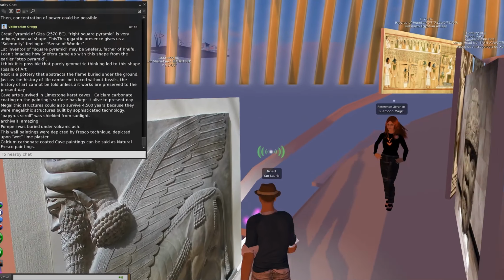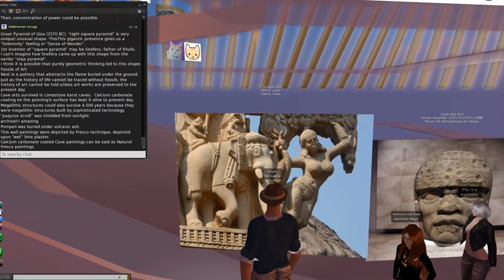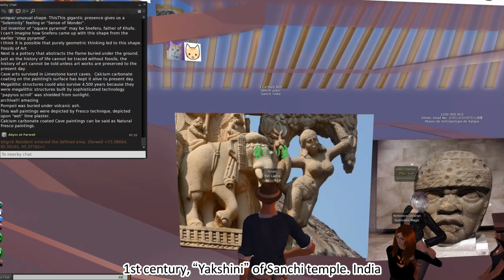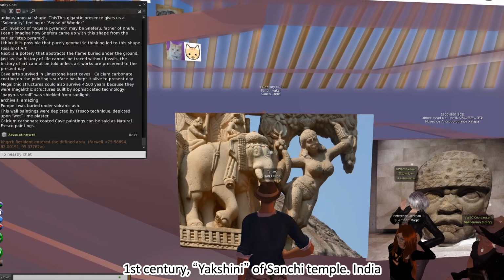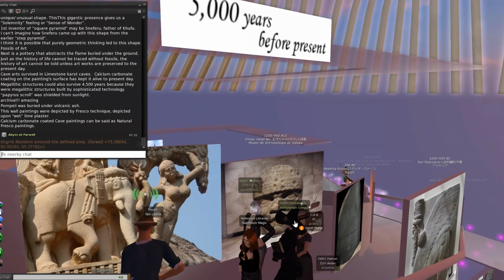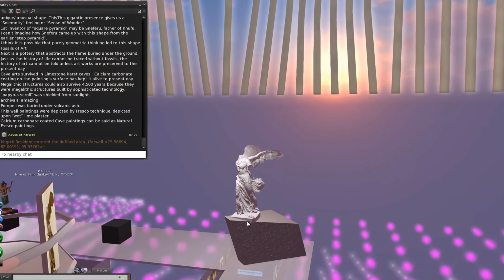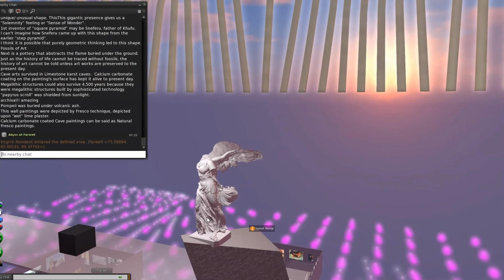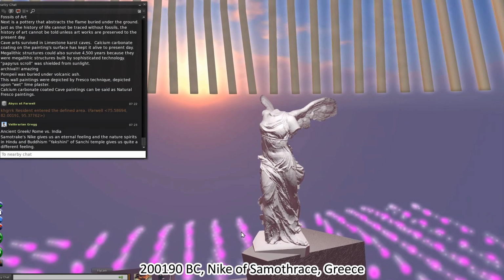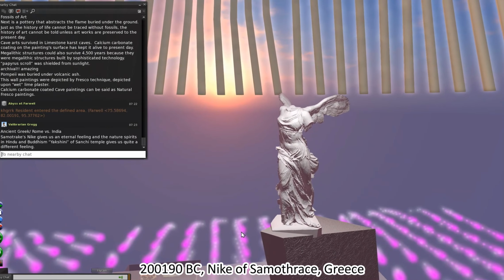And back to here. These are the nature spirits in Hinduism and Buddhism, the Yakshini of Sanchi temple. And outside of here, you can see the Nike of Samothrace. It is also a female goddess or spirit, but with quite different feelings.